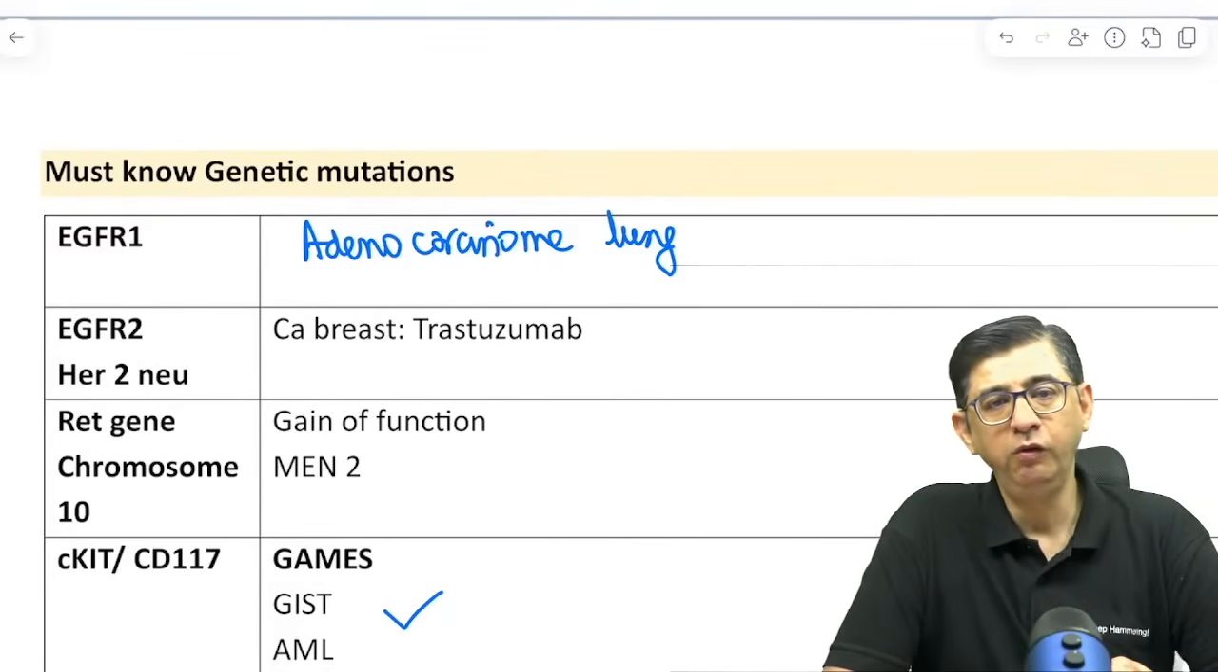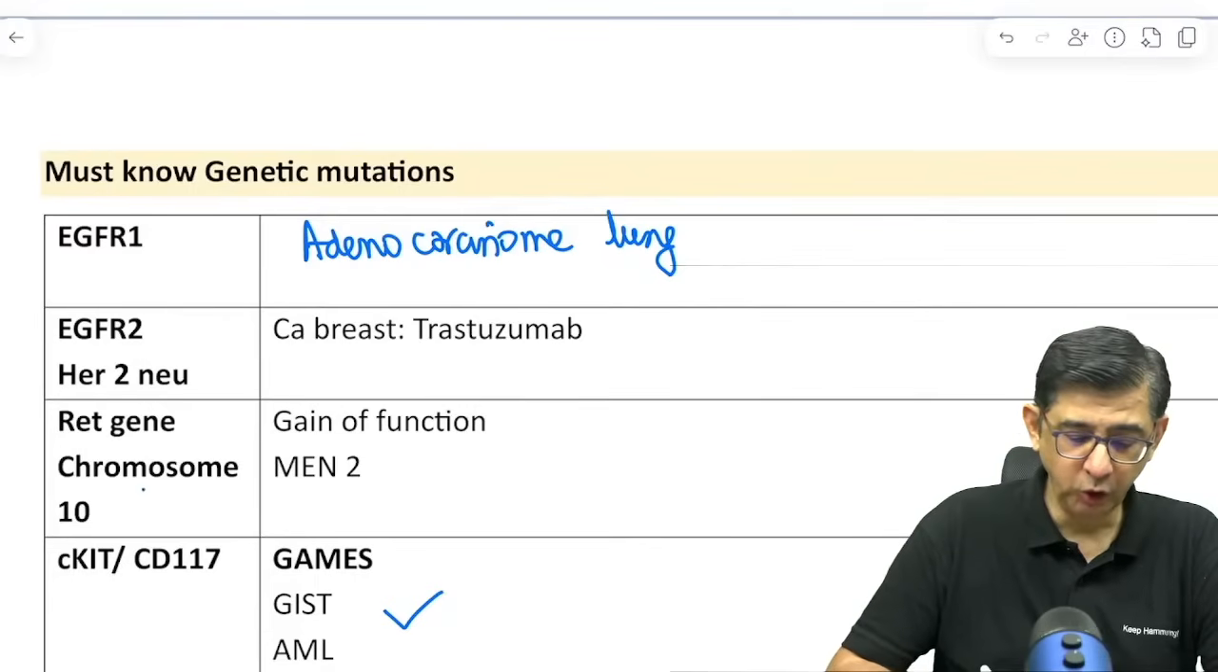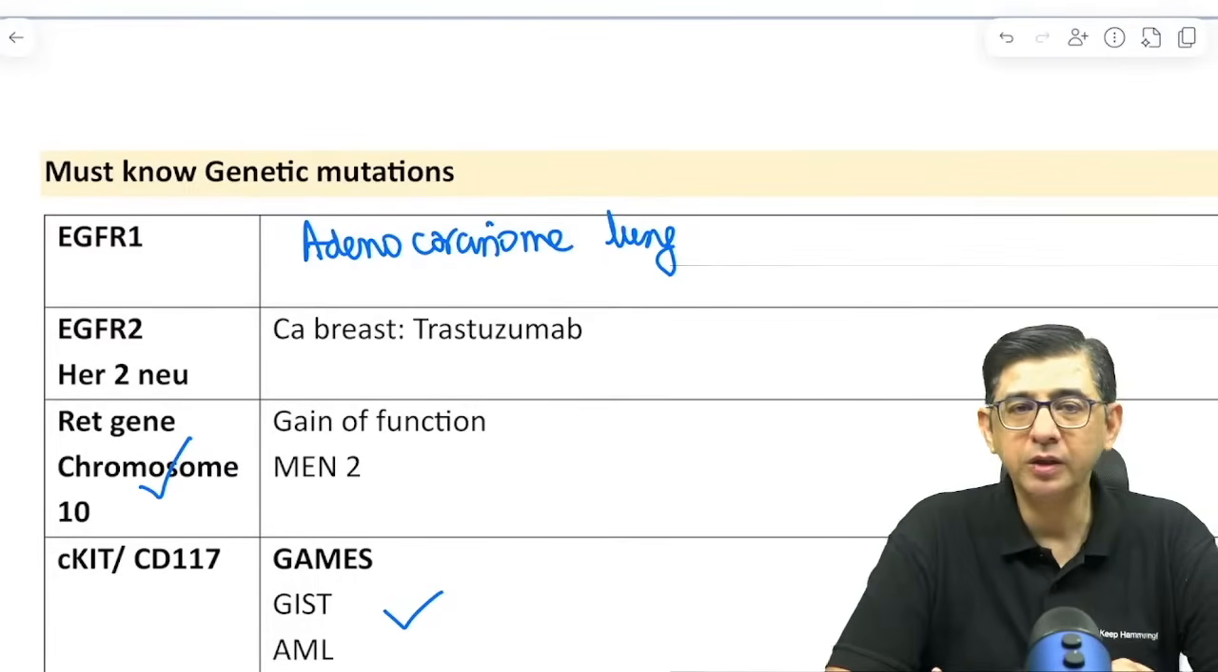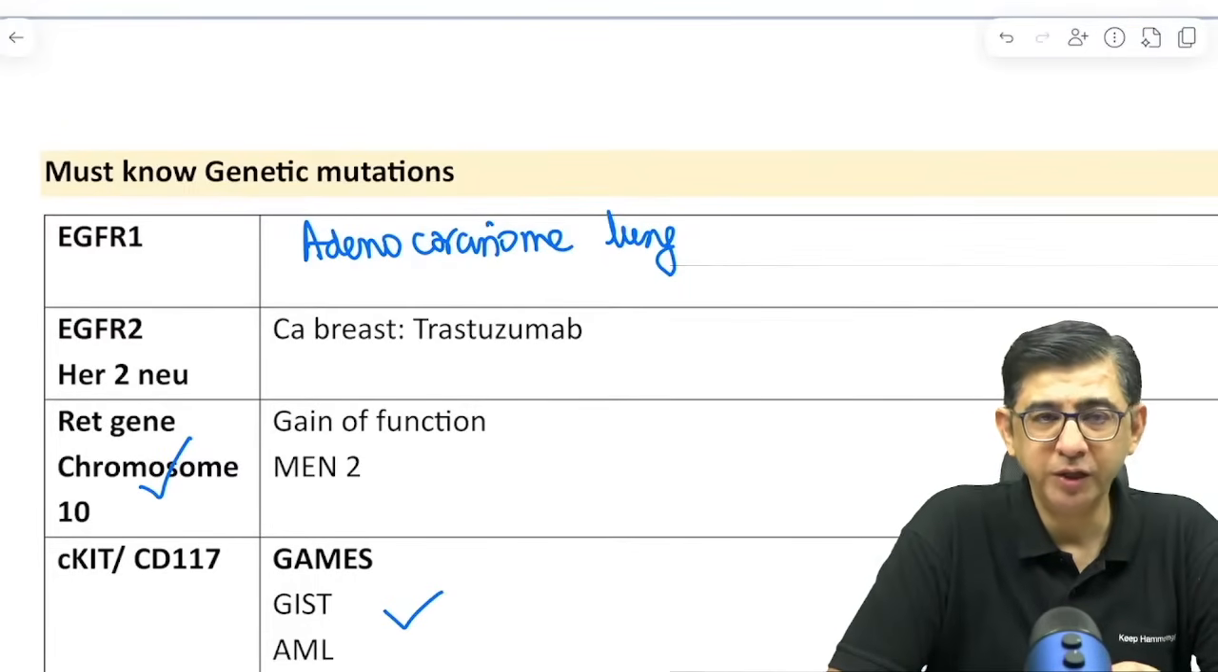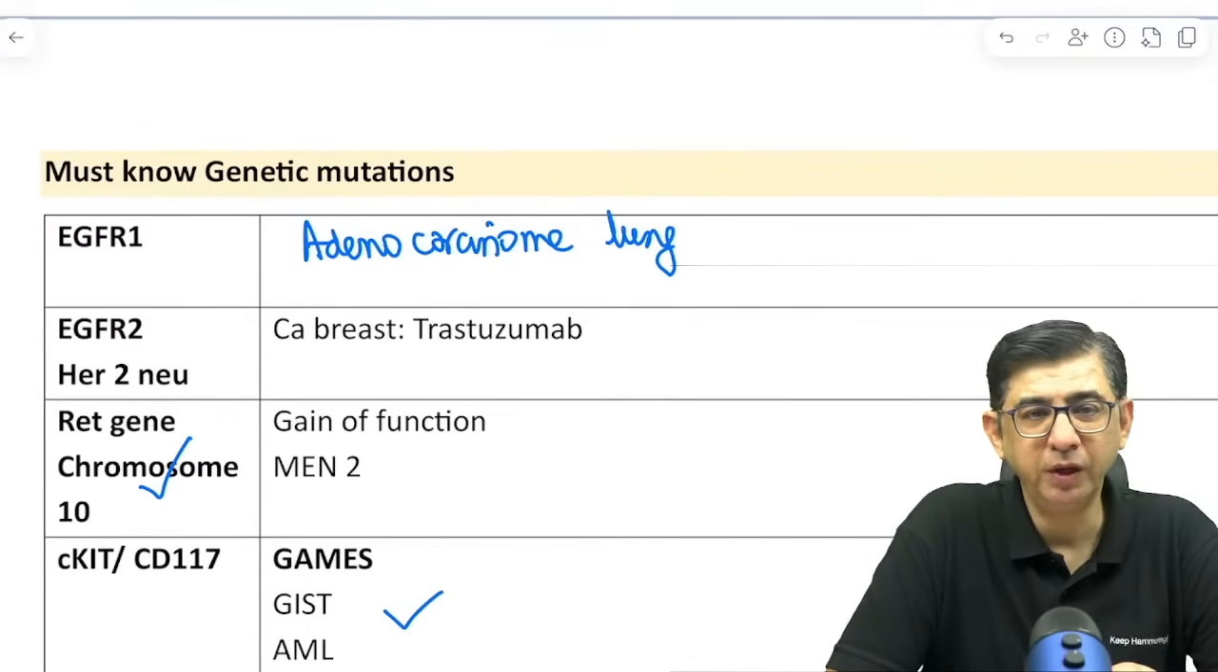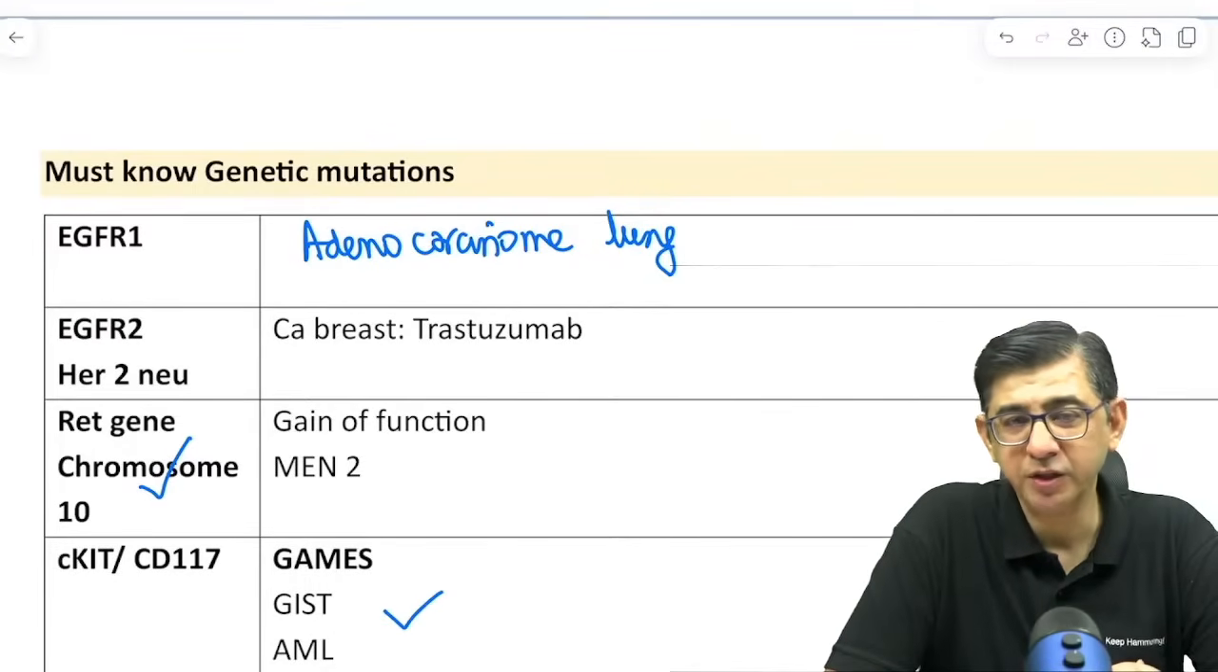Then comes the RET gene. RET gene on chromosome number 10. This I teach in the medicine part also. RET gene on chromosome 10 would be related to the development of multiple endocrine neoplasia, MEN2, especially where there is a gain of function present.